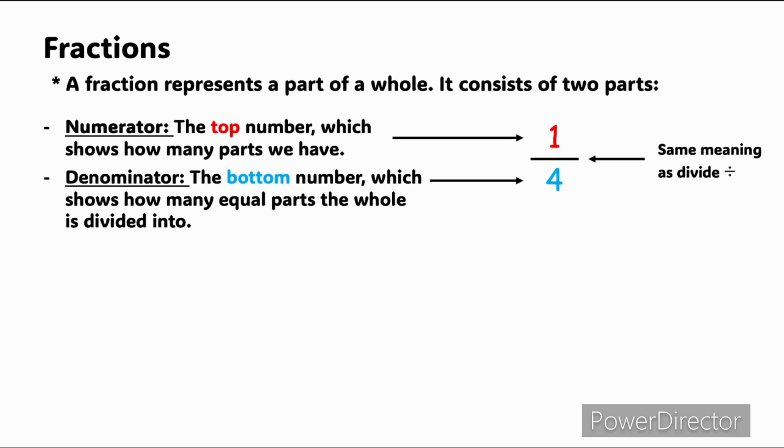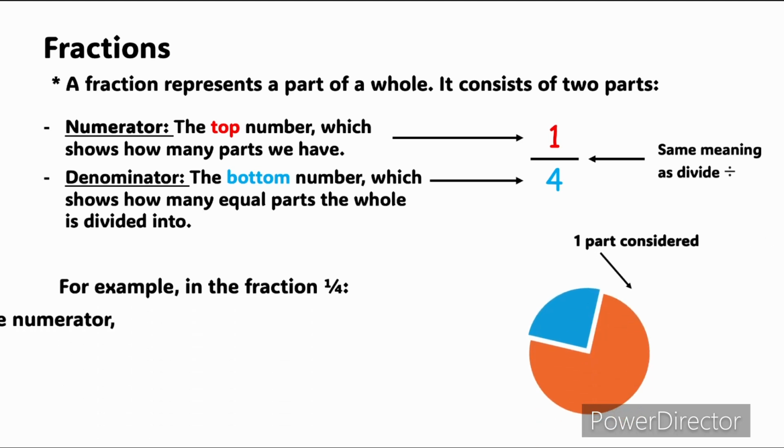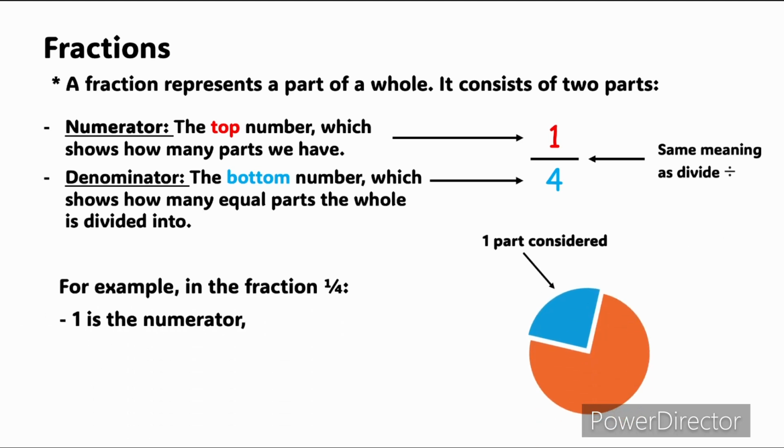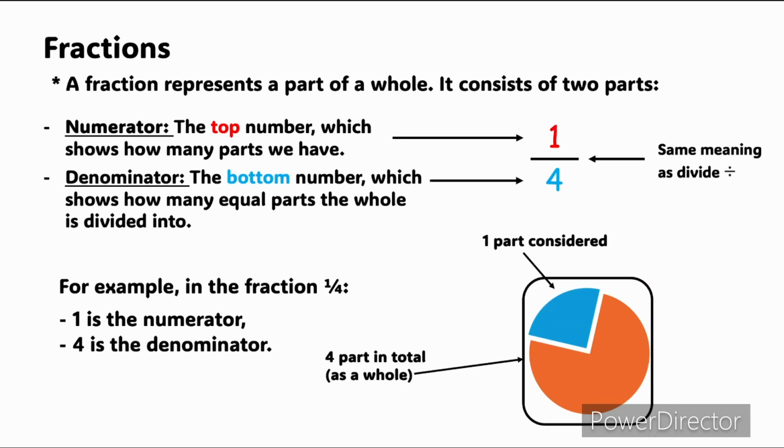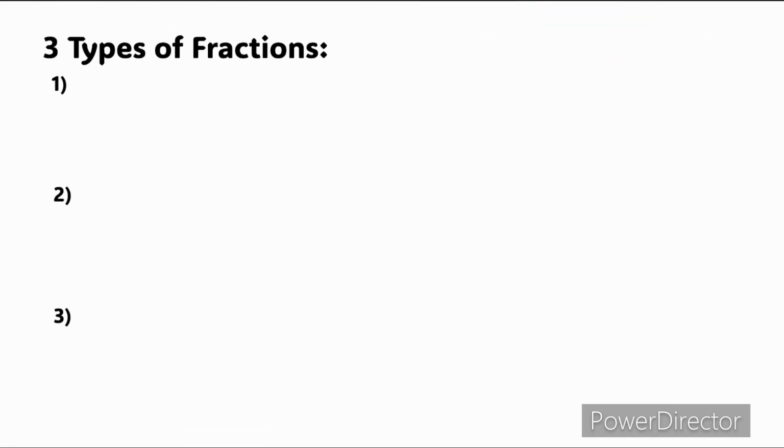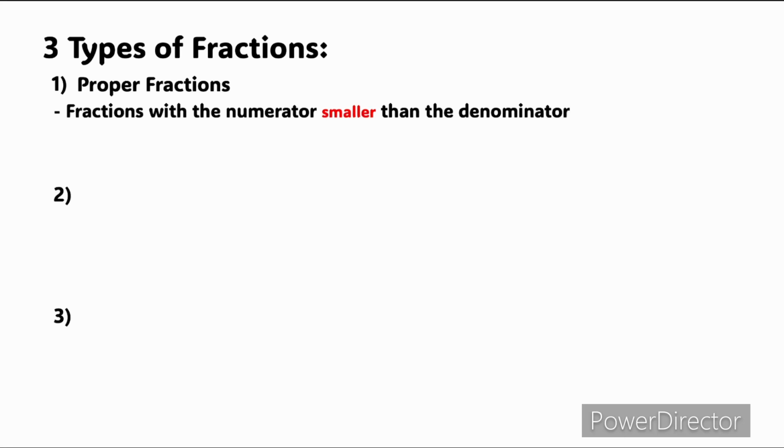For an example of this, take 1 over 4. 1 is the numerator, as we only consider one part of it. 4 is the denominator, meaning the whole is split into 4 equal parts. Usually, there are 3 types of fractions. The first one, proper fractions, refers to fractions with a numerator smaller than the denominator. For example, take 5 as the numerator and 7 as the denominator. As 5 is smaller than 7, 5 over 7 is a proper fraction.